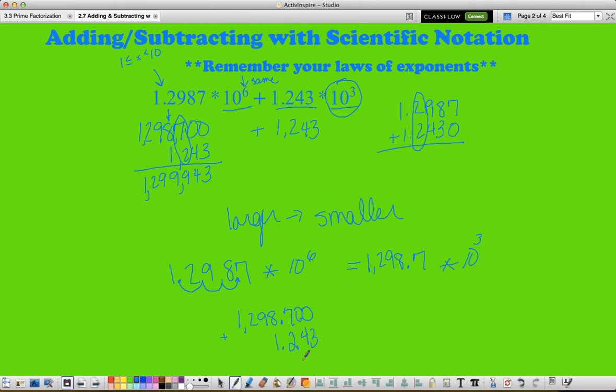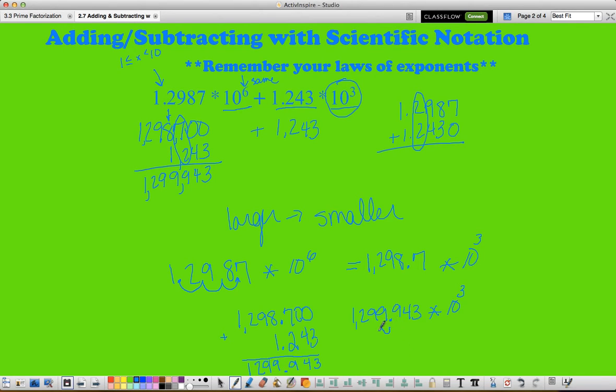And since I'm adding, I add these two numbers, so I get 1,299 and 943 thousandths. But this is that times 10 to the 3rd power. Now we know we can't leave it like this because the decimal is in the incorrect place.